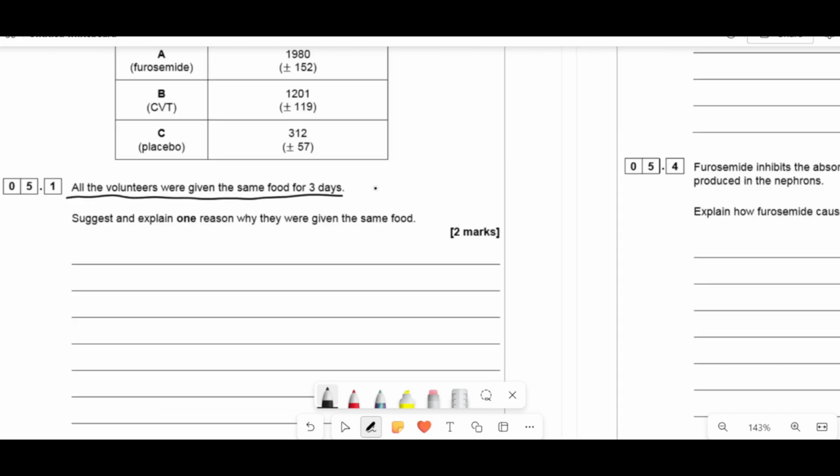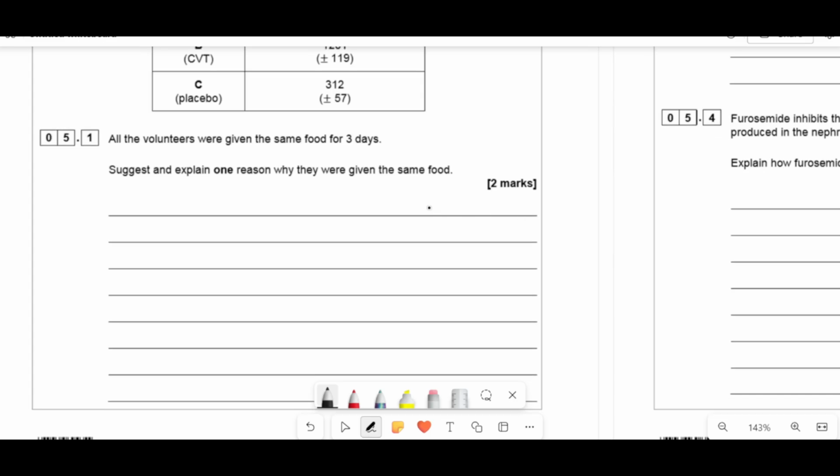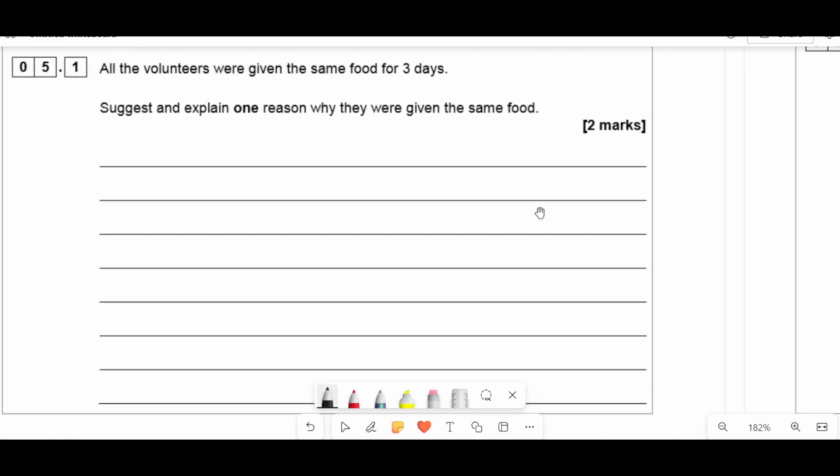It says all the volunteers were given the same food for 3 days. Suggest and explain one reason why they were all given the same food. So whenever you do these kinds of questions, link back to the independent and dependent variables. Will this screw up the dependent variable? If we're giving them the same amount of food, that could be done to prevent making the mean volume of urine go higher or lower. So you need to think of a possible link as to why they would control that.